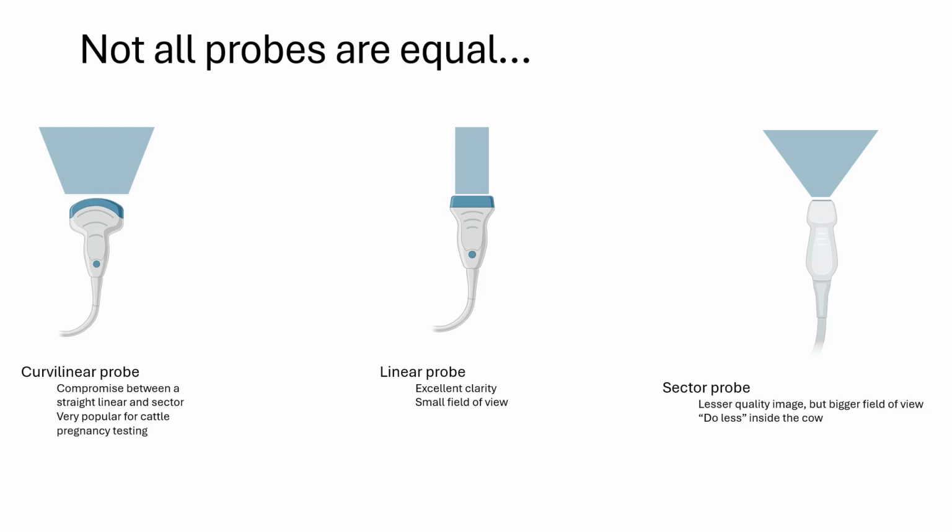Also available on the market are sector probes. You typically don't have as good an image from these probe types, but you do have a bigger field of view. You would be doing less inside the animal in terms of any sweeping movements of your arm, but potentially you're not going to pick up stage of pregnancy or fetal aging as well as you would with a curvilinear probe.